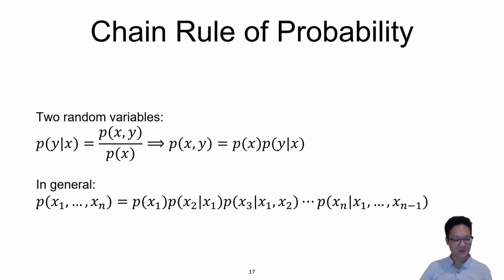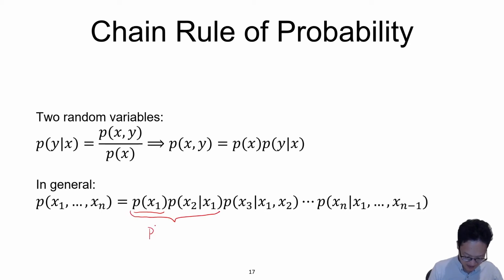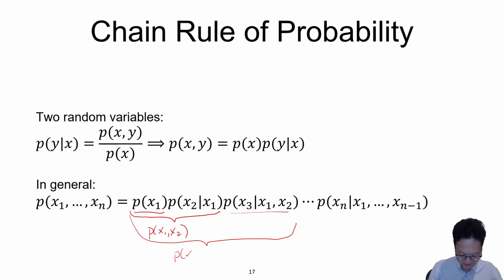So hopefully that makes sense. But the way you can remember this is that obviously this is P of x1. This thing will be P of x1, x2. So that means if I have P of x1, x2, and then I multiply by P of x3 given x1, x2, this whole thing becomes P of x1, x2, x3.